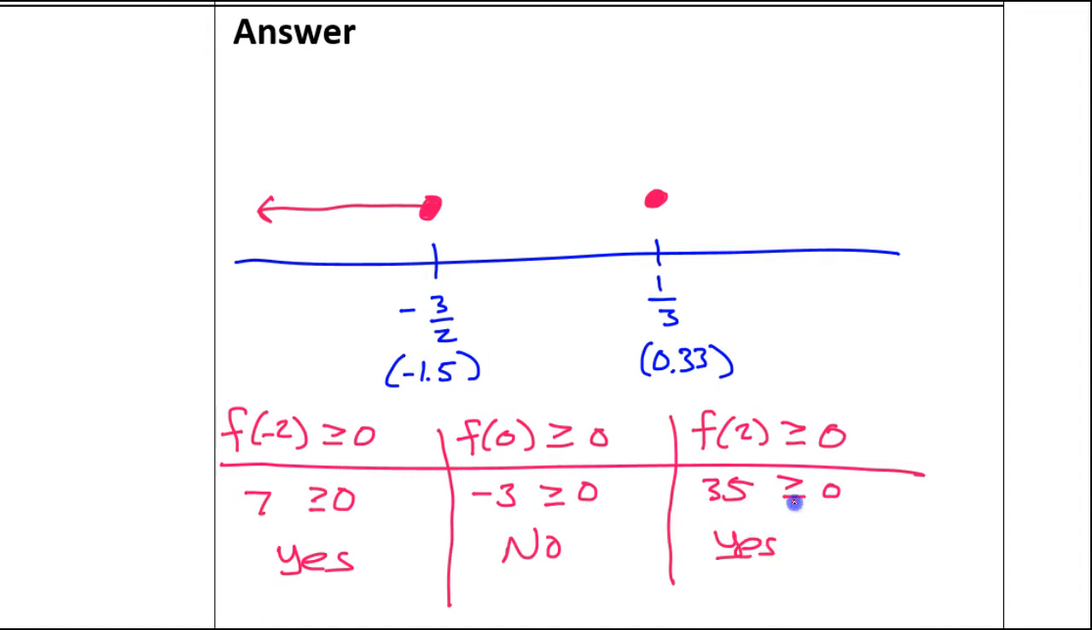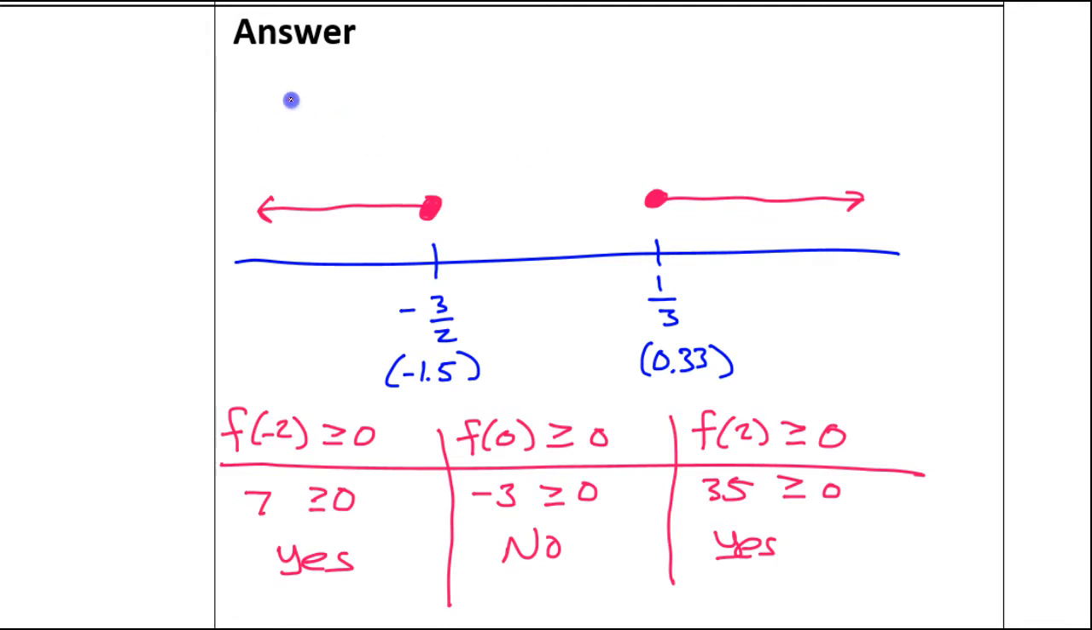Is 35 greater than or equal to 0? Yes, it is greater than 0. That means 2 is a solution, which means all of the values in this interval will be solutions. I will illustrate them using a ray in that interval. So these two intervals have the solutions that I need.